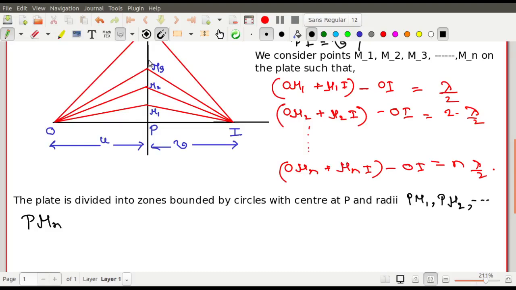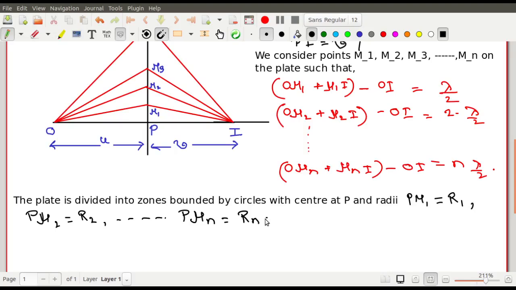This black line is the zone plate, and you know how the zone plate is developed? The zone plate consists of concentric circles. Zone plate er moddhe concentric circles ache and alternate circles are painted black. So this is all about your, with radii PM1, I just make a change. Excuse me. I just need to make a change. PM1 is R1, PM2 I called R2, and then dot dot, and this PMn I call Rn.